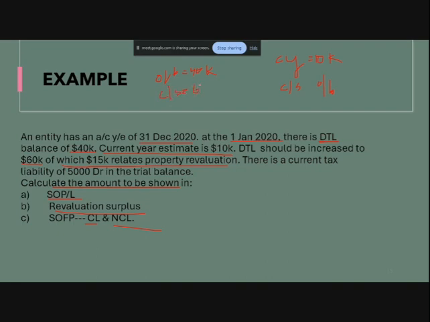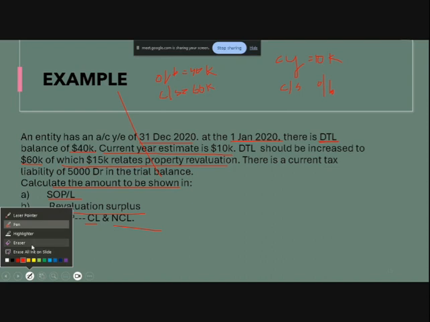The total closing balance is 60K. The reason they gave you separately that it relates to property revaluation is that you should not include this while calculating tax expense in SOPL.